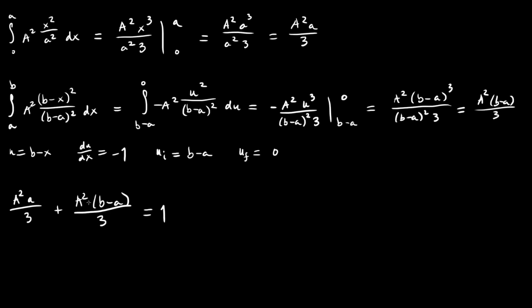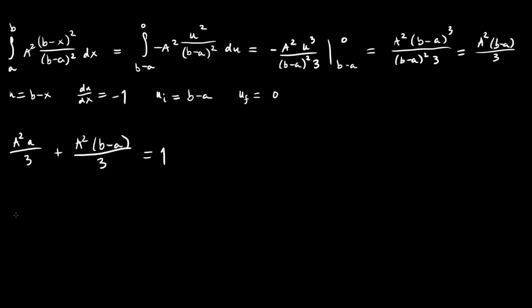But if we simplify this, what we get is A squared. And if you notice, this A squared a will cancel out with this A squared a once we distribute the A squared in. So we just have A squared b over 3 is equal to 1. So we know that A squared is equal to 3 over b. That means that A must equal the square root of 3 over b.